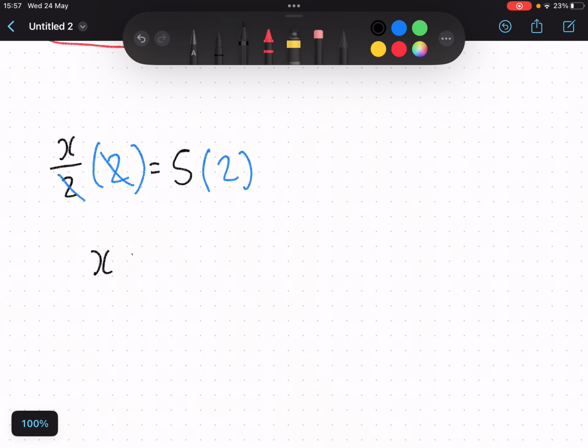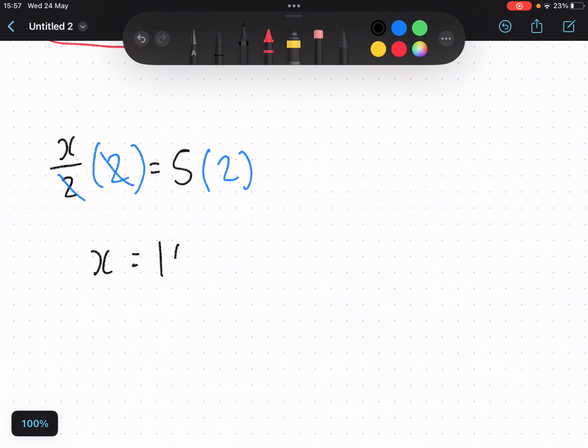So x is equal to 5 times 2 is 10. And that's that one.